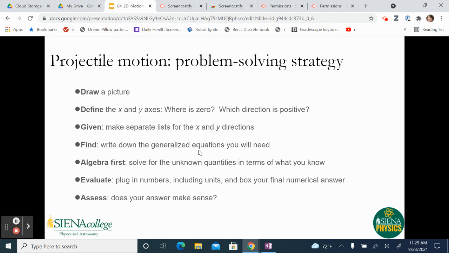You're going to do algebra first. So solve for the unknown quantities in terms of what you know. What that means is your answer, before you plug any numbers in, you're solving for something. So let's say you're solving for time. You would have t on the left side of the equation is equal to, and then an equation with letters. And then the last step is to plug in the numbers to solve for t. That's where you would plug in numbers and make sure you have units, box your answer, and then assess, does this make sense?